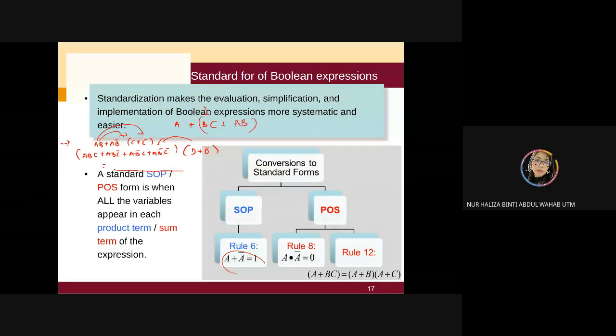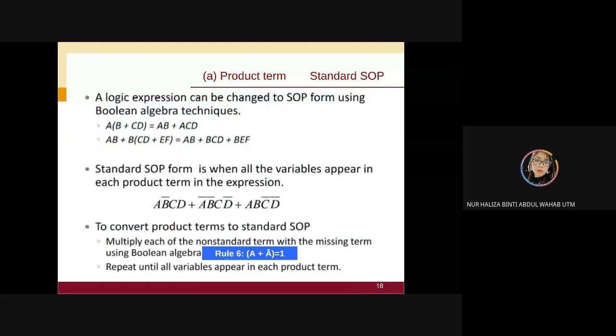So you still have not yet finished this part. From here, you need to add, and then you add another one, and then you add another one to do standardization. We look at a simple example here. You are given a product term in non-standard SOP. You need to convert it to a standard SOP.